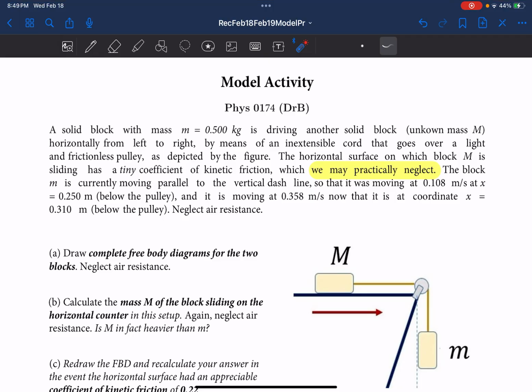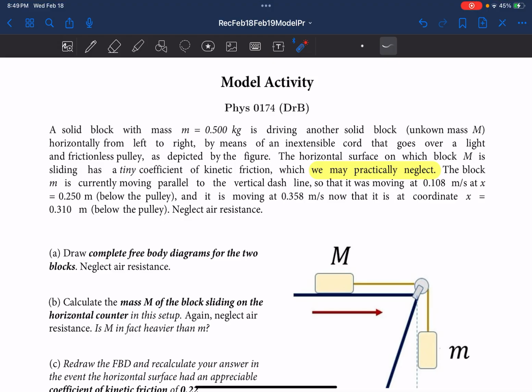In this model activity, we have a solid block with mass 0.5 kilograms that is driving another solid block of unknown mass, big M, horizontally from left to right by means of an extensible cord that goes over a light and frictionless pulley. As depicted by the figure, the horizontal surface on which block big M is sliding has a tiny coefficient of kinetic friction, which we may practically neglect. So when you see this, that means we neglect friction completely. This problem is frictionless so far.